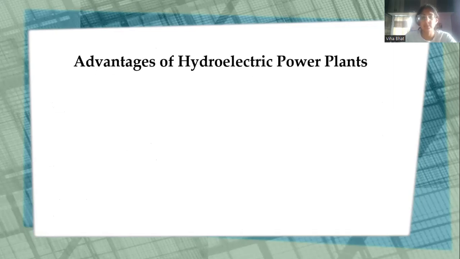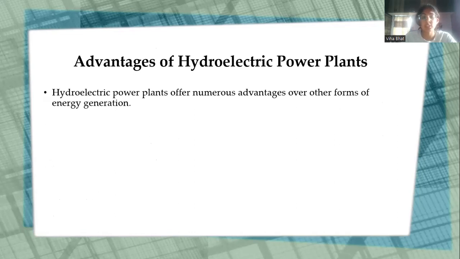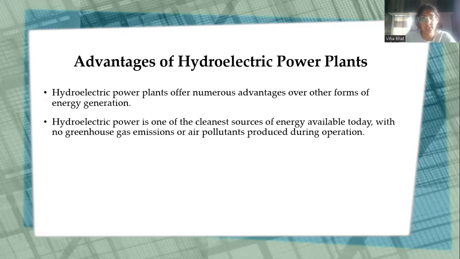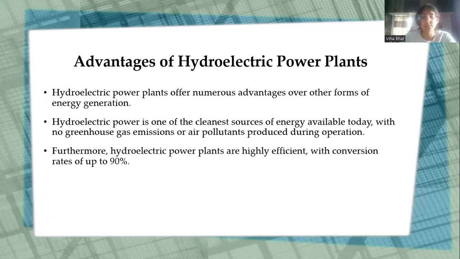So what are the advantages of hydroelectric power plants? The advantage is large-scale energy generation. We can produce a lot of electricity with the help of hydroelectric power plants. It is one of the cleanest sources of energy available today, with no greenhouse gas emissions or air pollutants produced during the operation of electricity generation using this process, unlike nuclear energy sources. Next, it is also highly efficient, with conversion rates of up to 90%.